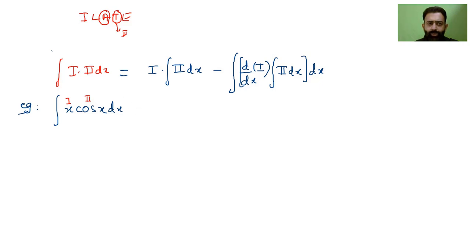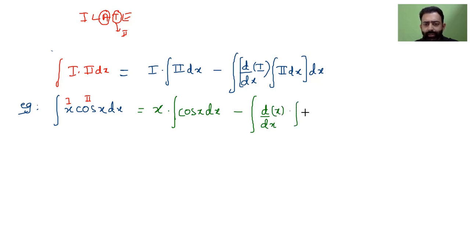So now the solution is that you will write first function as it is according to this formula. So my first function is x, so I'm writing this x as it is, and then multiplying this by integral of second function. So I have to multiply this by integral of cos x dx, then apply a minus sign, apply this big integral sign. Now you have to differentiate my first function, which is d by dx of x. Okay, and then you have to multiply this with integral of, again, cos x dx, right? And then integrate this whole product with respect to dx.